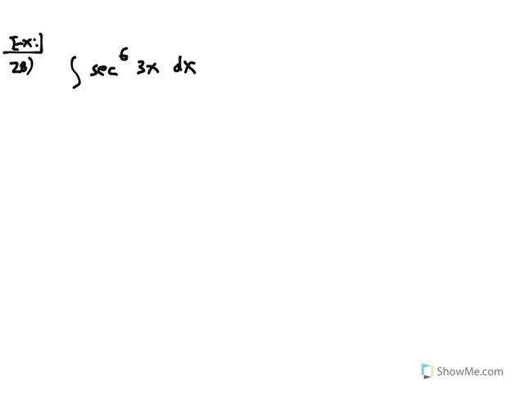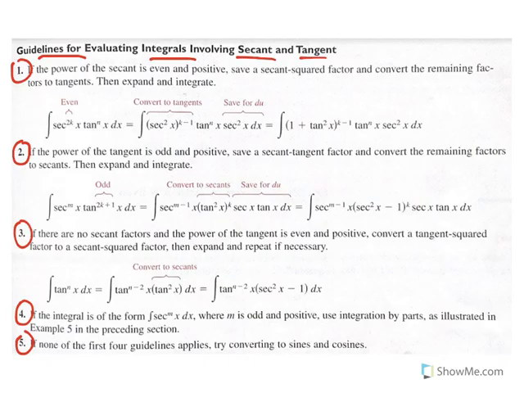Our next example is number 28, the indefinite integral of secant to the 6th power of 3x dx. If you look at guideline 1, if the power of secant is even and positive, in our case we have secant to the 6th power, save a secant squared factor and convert the remaining factors to tangents, then expand and integrate.